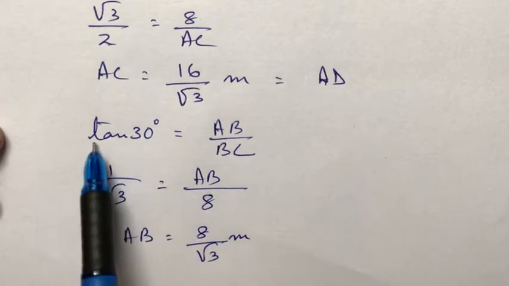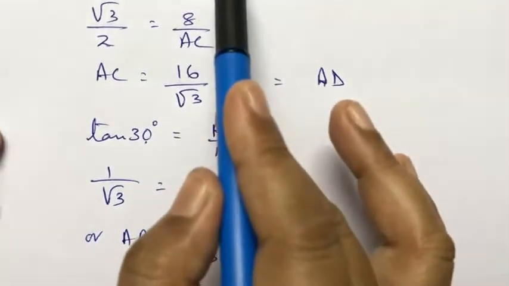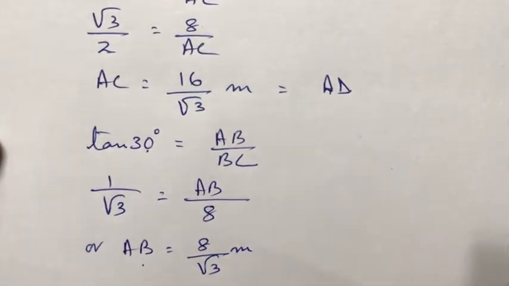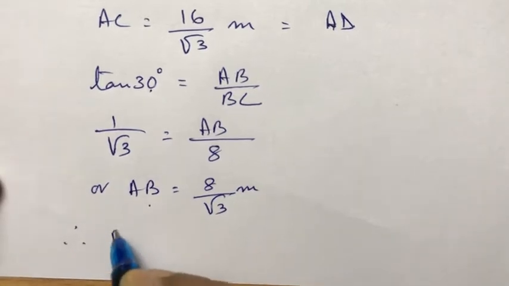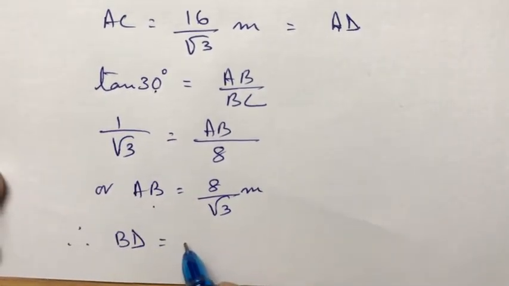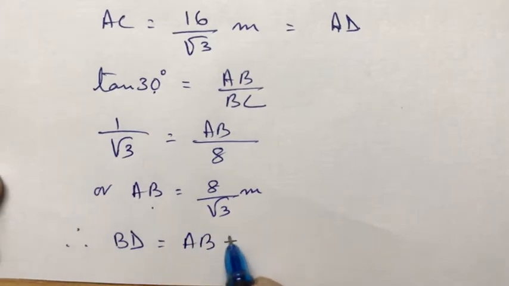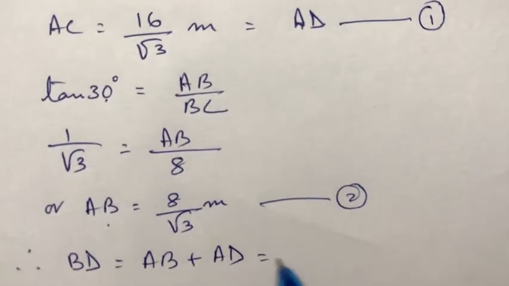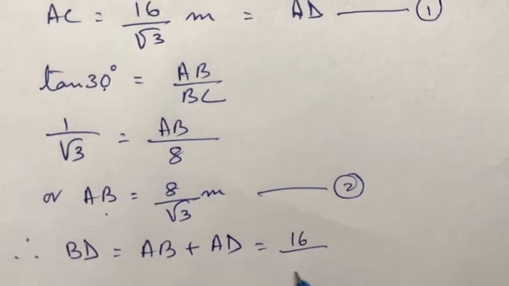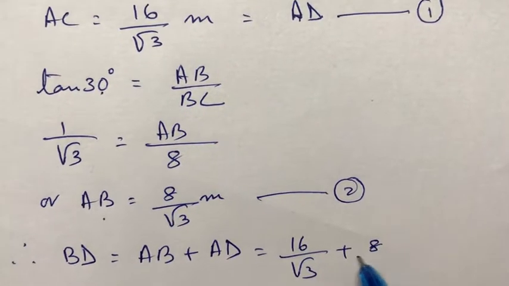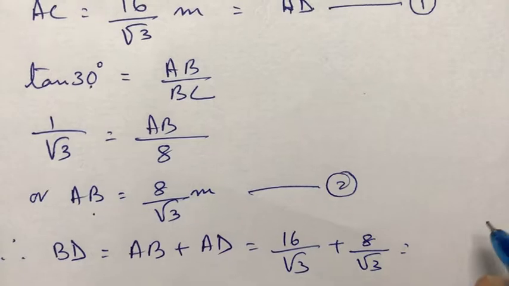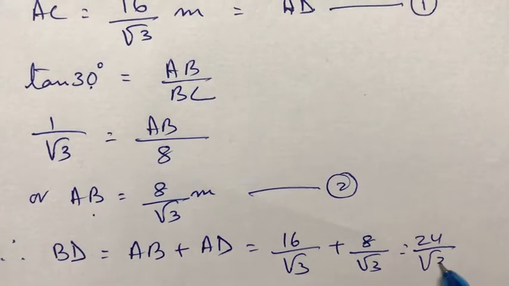Okay. So why did I use this tan 30? Because I wanted to find out AB. Now I have got AD and I have got AB. What is BD? Therefore, BD is equal to AB plus AD. This was your equation 1 and this is your equation 2. So add it. It is 16 by root 3 plus 8 by root 3. So 16 plus 8 is 24 by root 3.